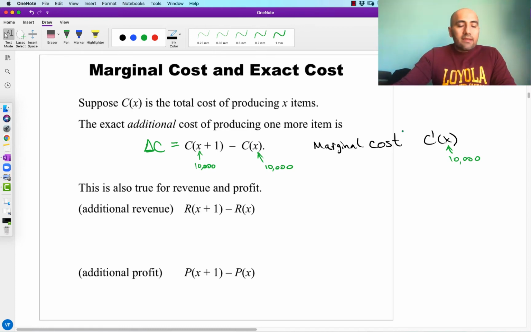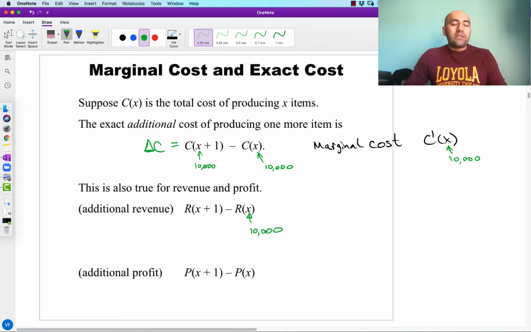Okay, then revenue. Again, sticking to bicycles. If we had an equation that tells us the total revenue collected, we would plug in 10,000, and that would be the total revenue collected when we sell 10,000 bicycles. And if we want to know what the difference is if we sold 10,001 bicycles, then we plug in 10,000 plus 1 into the revenue. We subtract the two, and this is delta R, the change in revenue. This is the exact answer. This is the difference in revenue from selling 10,000 or selling 10,001 bicycles.